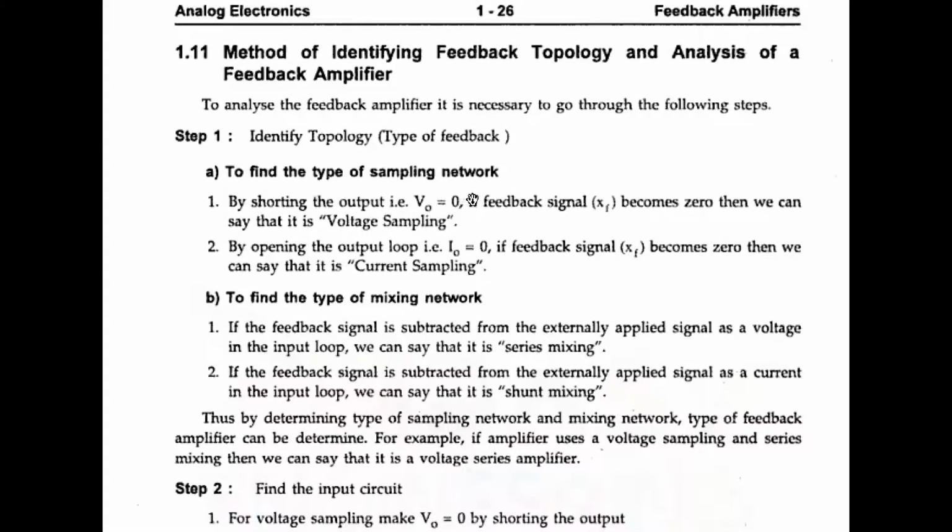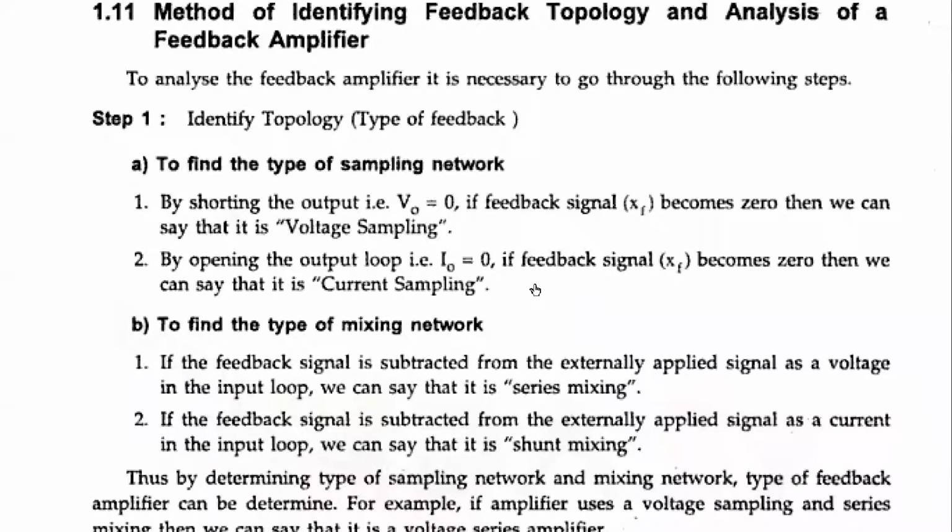To find the type of sampling: see, what does the feedback amplifier have? At the output, we are sampling, and at the input, we are mixing. The output to input connection is feedback.